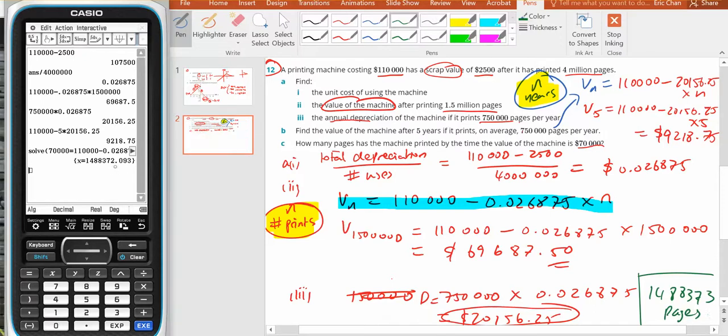You have to round to the nearest page. So even if you have a little decimal point there, make sure you round to the nearest page. So it's 1,488,373. Okay, so hopefully it helps. I know it's a tricky question. You've got to be careful with your units and everything like that. Okay, so is it per print or per number of years?